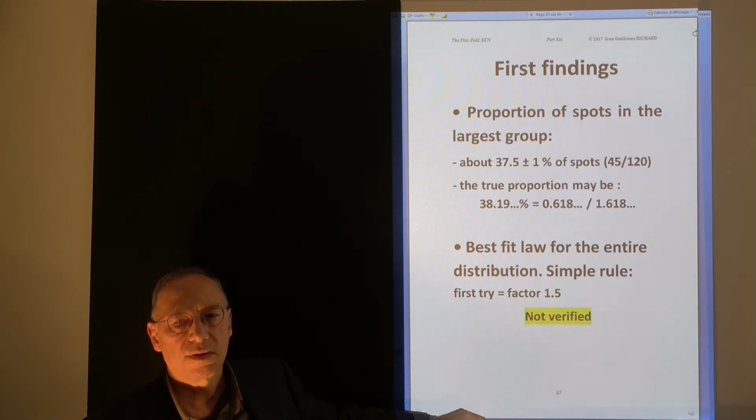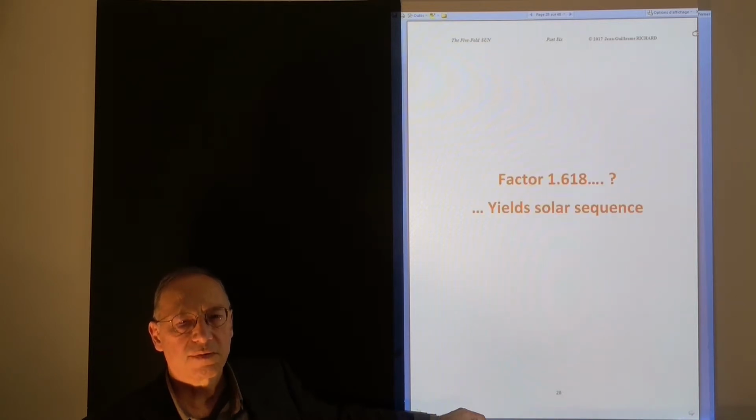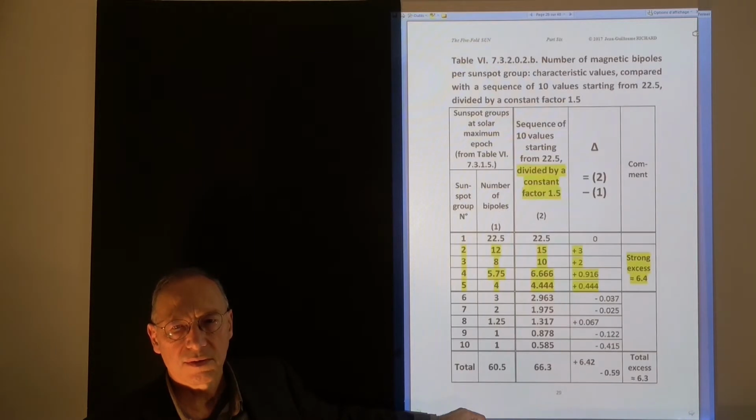If we now try over the entire distribution to fit a law, if we seek a best fit and try with a very simple rule, we first try with a factor 1.5, and we just see at the next page that it is not verified. So perhaps a factor slightly larger, perhaps the mean and extreme ratio may help. It will yield, if we try this special sequence of generalized Fibonacci numbers, which we have encountered many times throughout the Fivefold Sun project, the solar sequence.